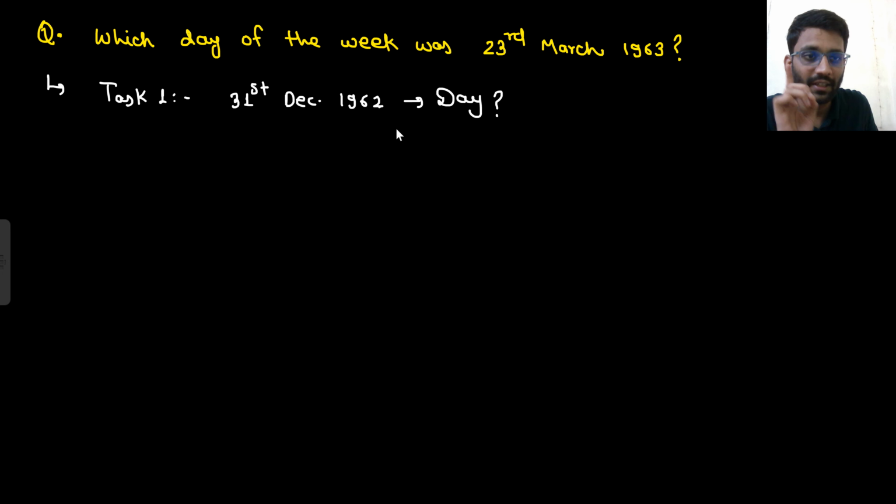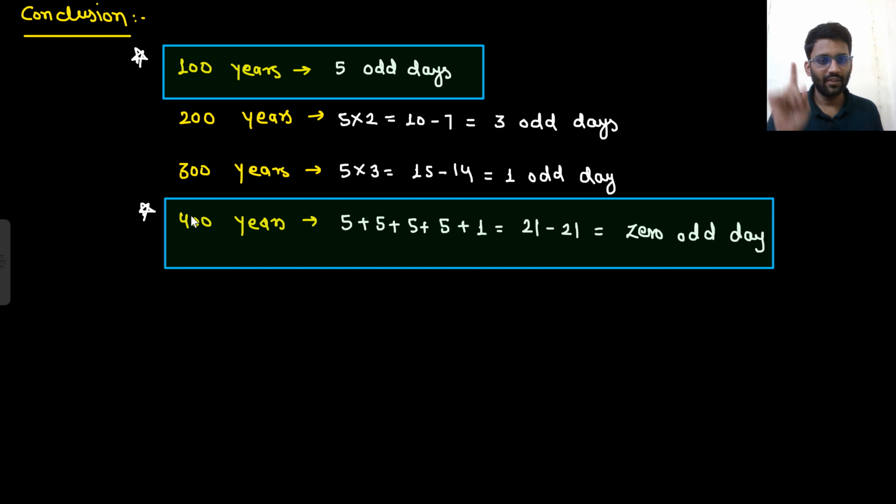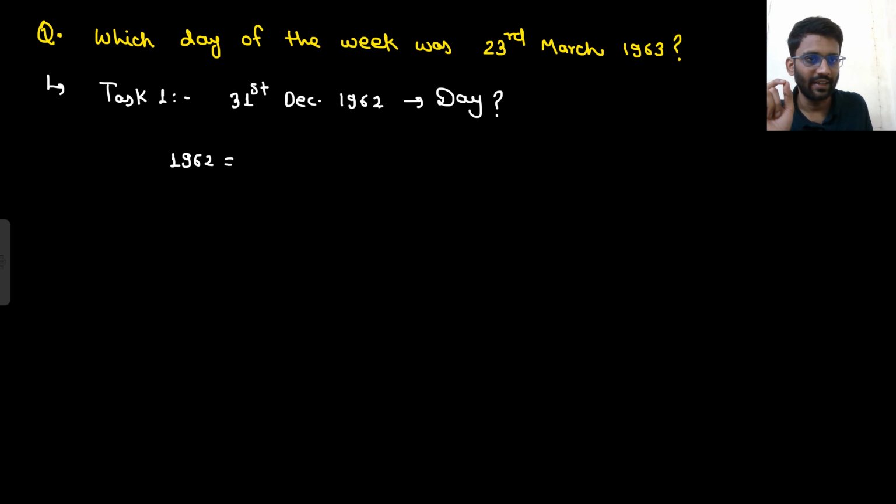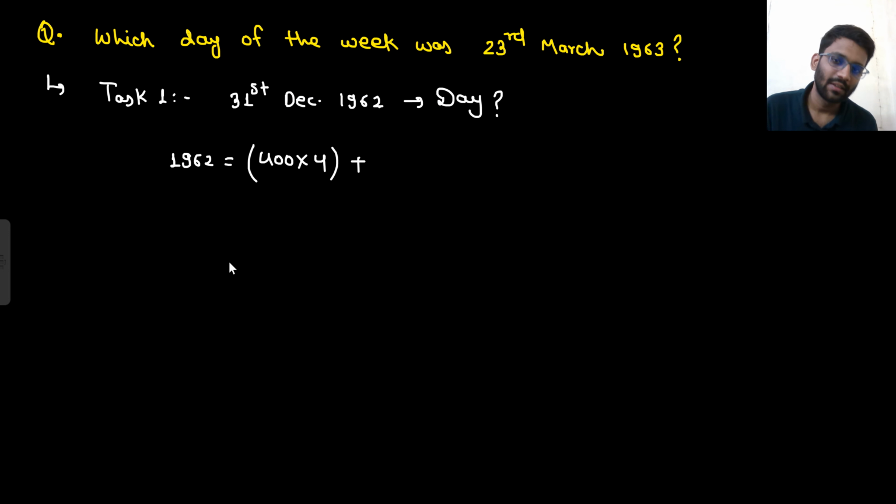What is my day on 31st December 1962? So, how you can write 1962? I know one thing, that in every 400 years, the calendar gets reset. So, what if I do 400 into 4? That would be 1600 plus 362. So, I can write 300 years plus 62 years. Right? This is what I can do.